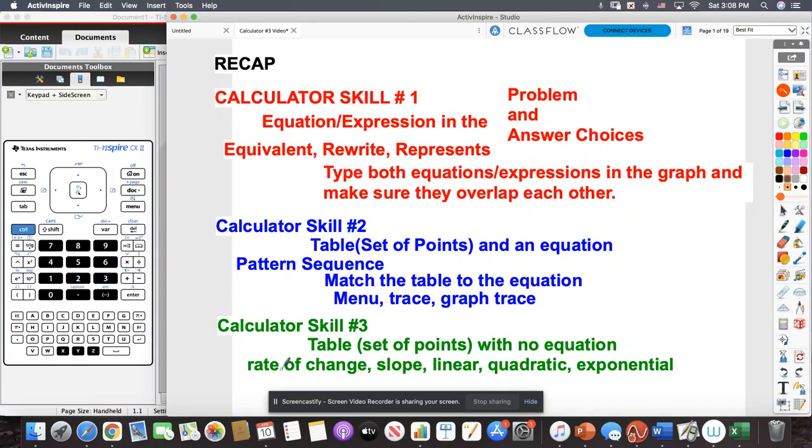a regression. Some keywords: rate of change, slope. If the question is asking you to find the rate of change or slope, you're going to see the word linear, quadratic, or exponential. So we'll get into that a little bit right here.